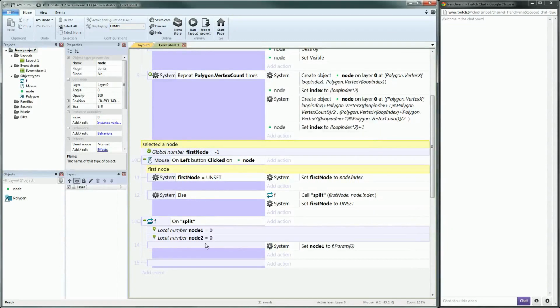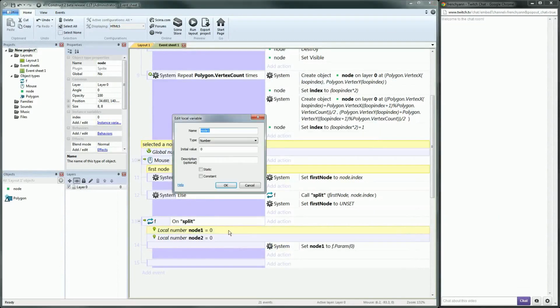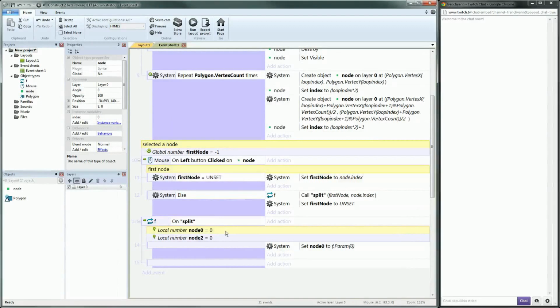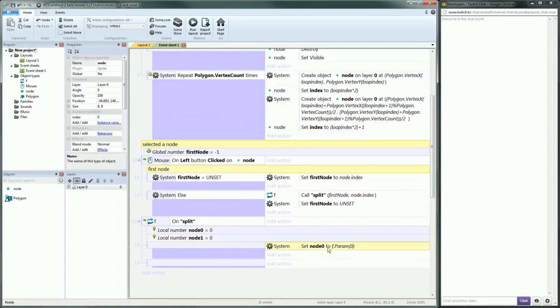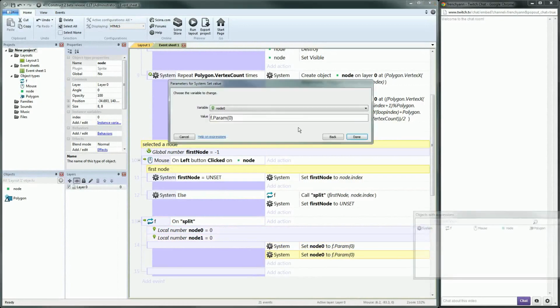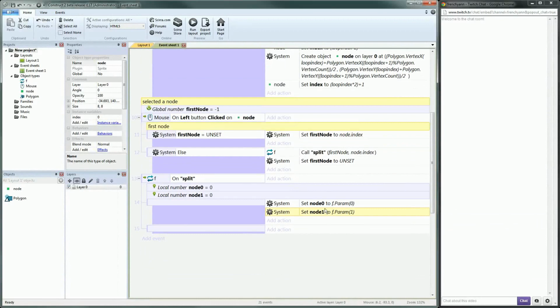Okay. Here I want to change that and keep it 0 based, just for the sake of consistency. Alright. Here we have everything we need to split. We already, in this function, have all the information we need to split the polygon.